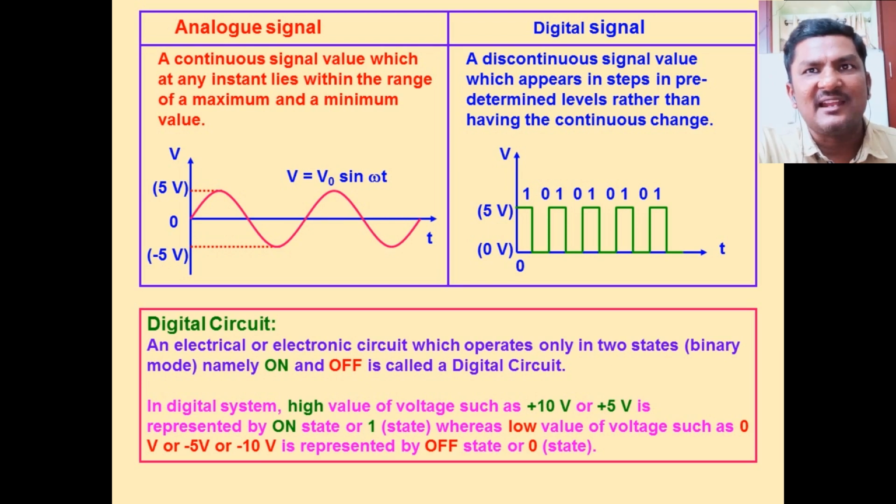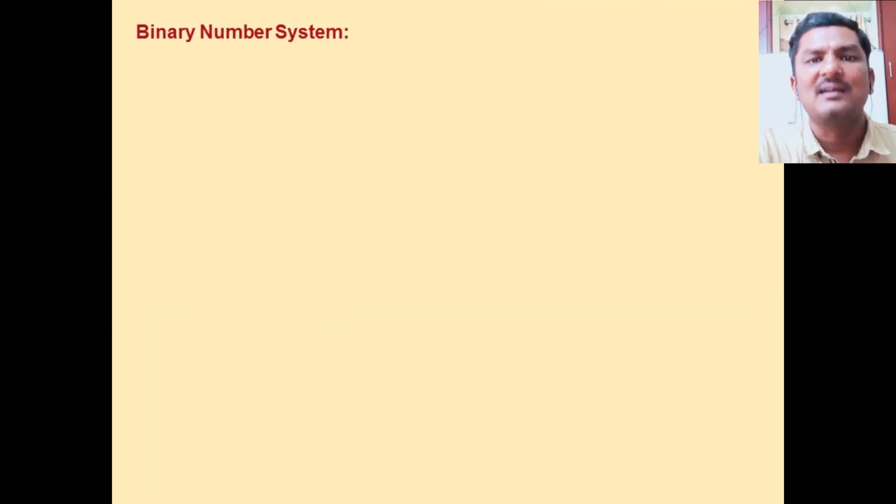Difference between the analog signal and a digital signal. In analog signal, the value of current or voltage changes continuously with respect to time, but in digital signals we have only two values, those are 1 or 0.